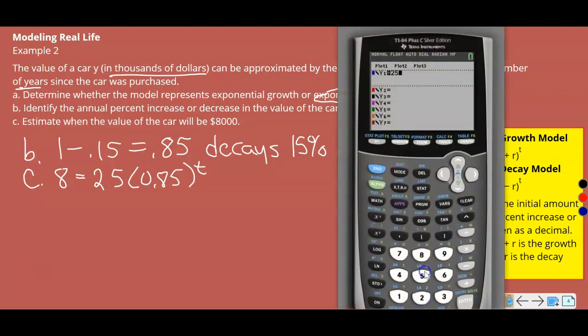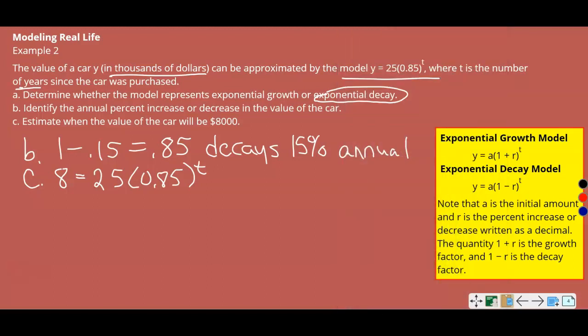So we can type in 25 times 0.85 raised to the t power. You may have to change your window a little bit. A 10 by 10 may do it, but looks like my window is zoomed out a little bit, so you may need to do the same. All right, so what are we looking for? We're looking for when the y value is about 8. So when the y value is 8, x is 7.